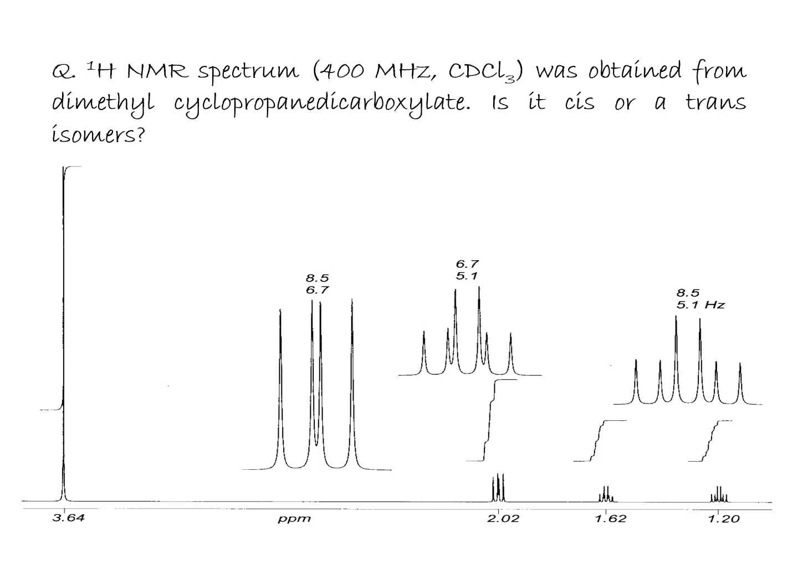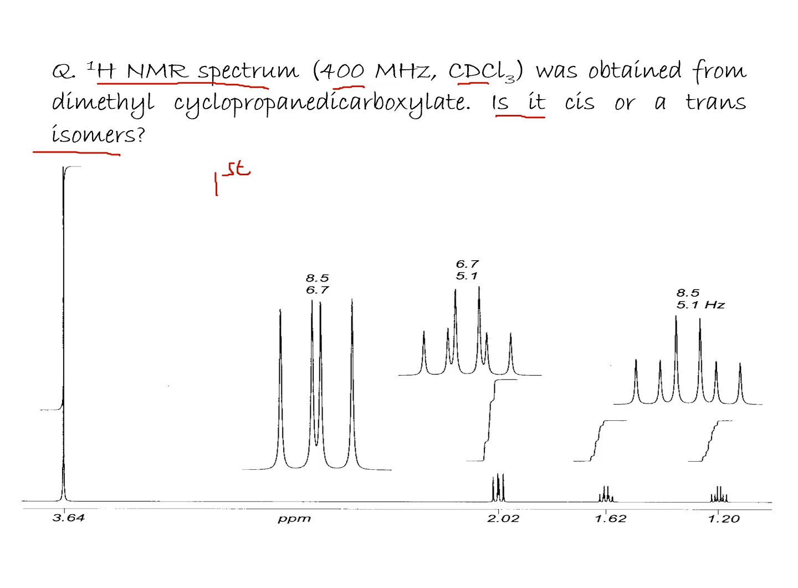Here is one more advanced problem. One NMR spectrum at 400 MHz in deuterochloroform was obtained from dimethyl cyclopropane dicarboxylate. Is it a cis or a trans isomer? From my own experience, when I looked at a spectrum like this, it is first order. And this one seems like a doublet of doublet.